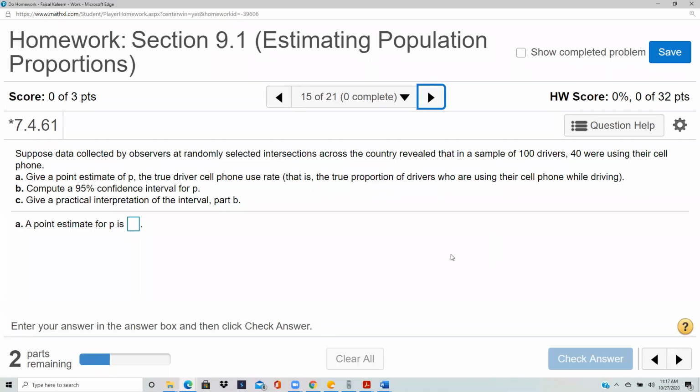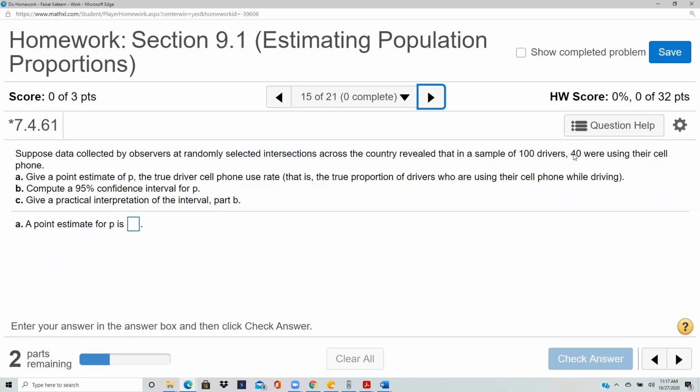Suppose data collected by observers across the country revealed that in a sample of 100 drivers, 40 were using their cell phone. Give a point estimate. Now, point estimate is the sample proportion when you are talking about percentages or proportions. So here they tell you that that is the true proportion of drivers who are using their cell phones while driving.